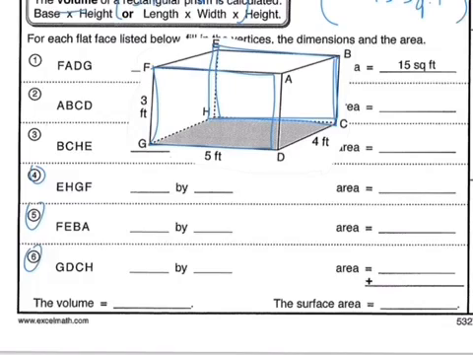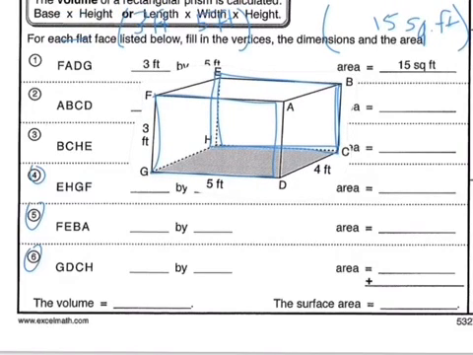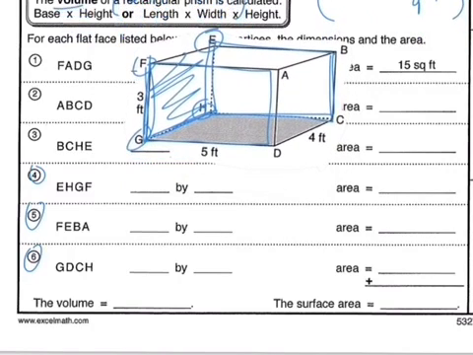All right, you should have done EHGF. I better move this down a little bit so I can see it. All right, there we go. EHGF, that's the left side over there. That measures 3 feet high by 4 feet across. We've already seen that, right? So let's write that in here. 3 feet, or you could put 4 feet on that side, by 4 feet, as long as it's 3 by 4. And that's 12 square feet.